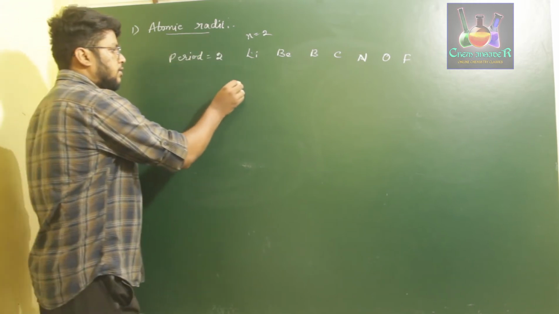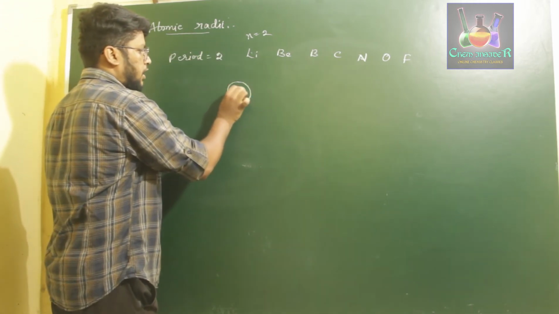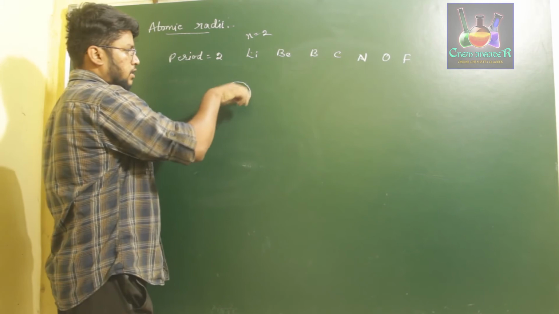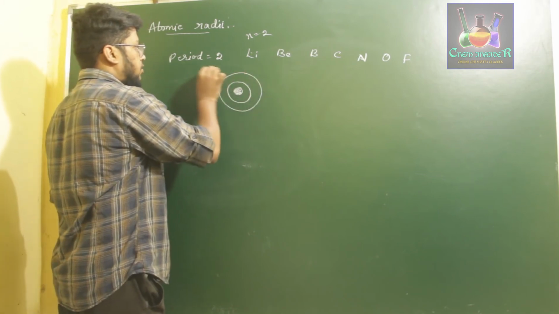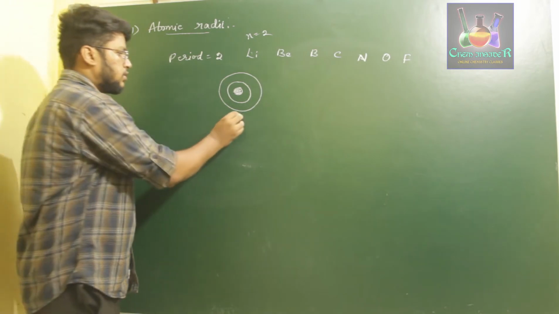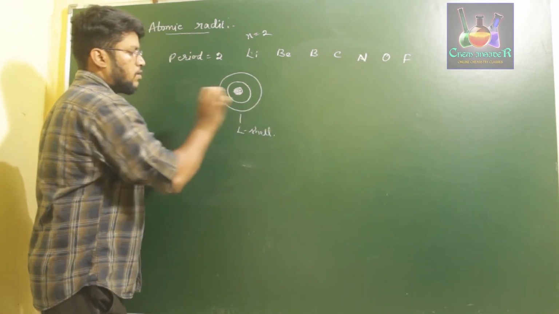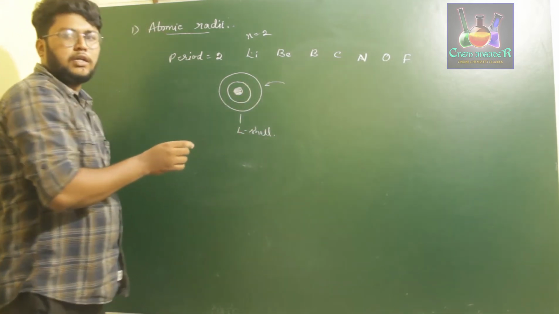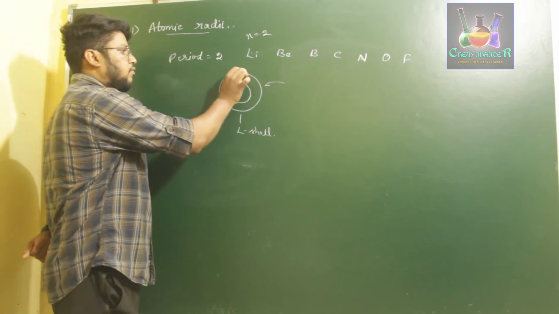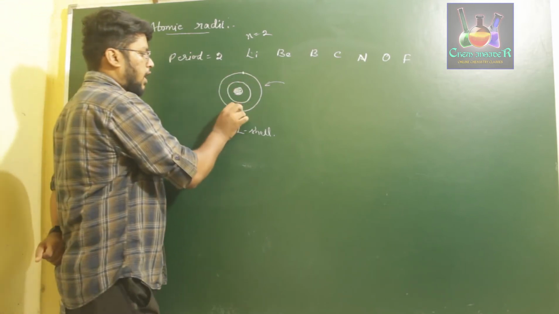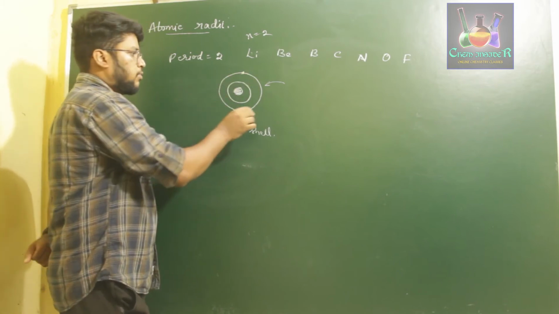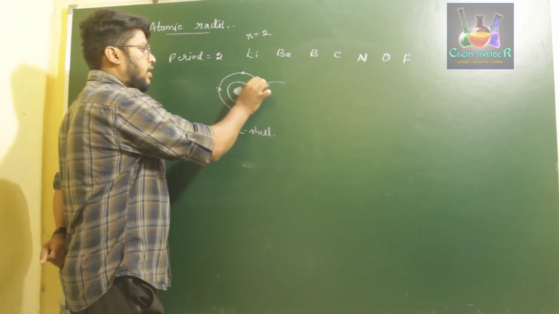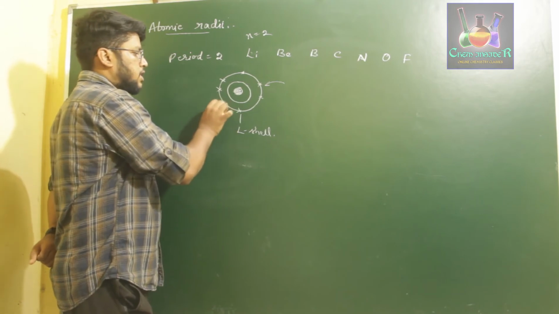So what happens here is, if you consider this as the nucleus and this is the K shell, the electrons of n equal to 2 will be entering the L shell. This is the L shell. As the number of electrons entering the L shell increases, lithium will have 1 electron, beryllium 2 electrons, boron 3 electrons, carbon 4 electrons in the L shell, similarly 5 for nitrogen, 6 for oxygen and 7 for fluorine.